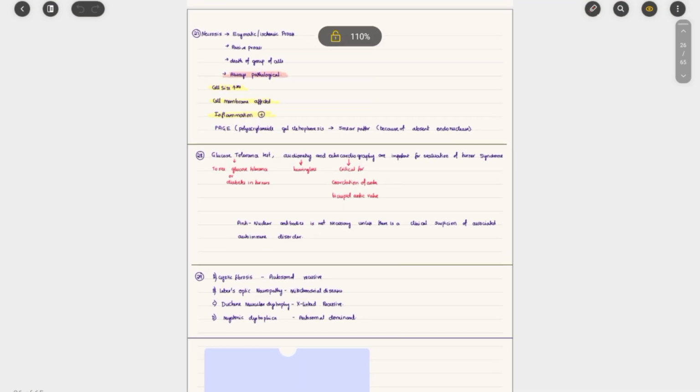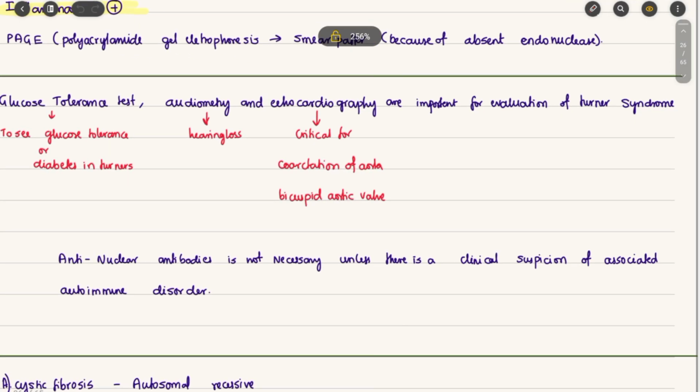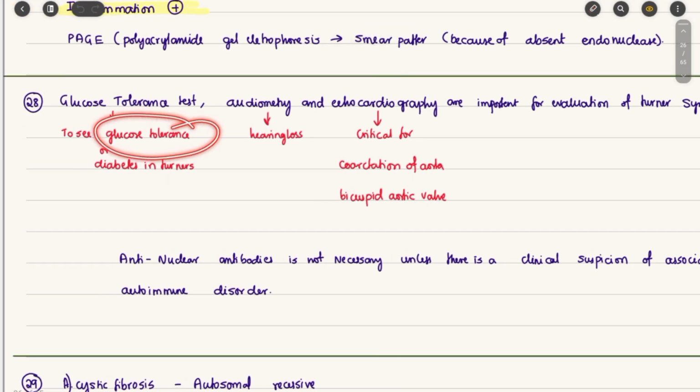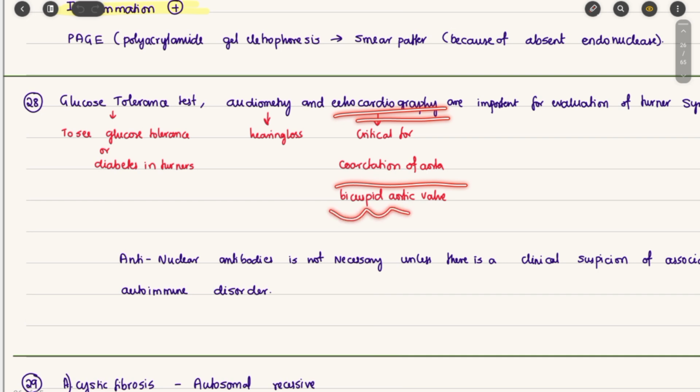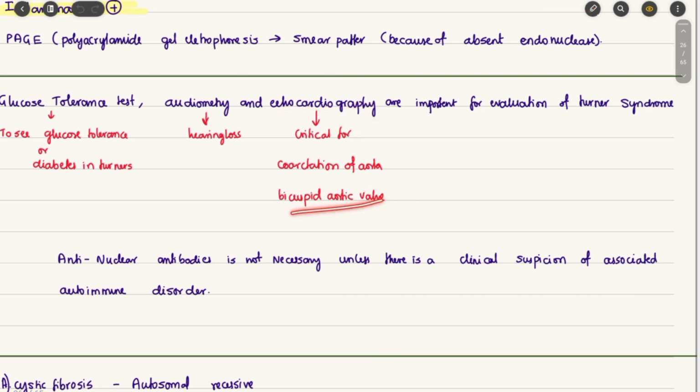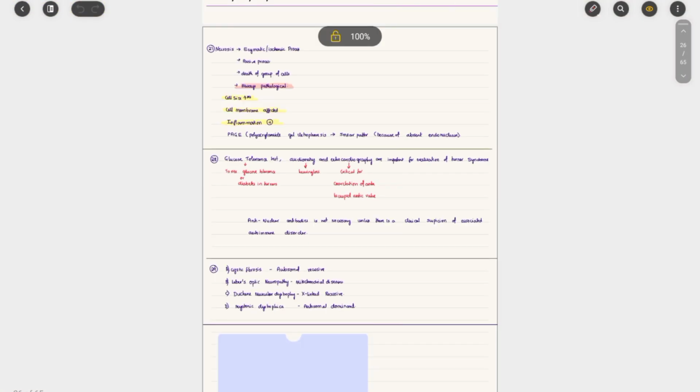Okay. To check glucose intolerance in diabetes, we need a glucose tolerance test. Audiometry, yes, required. Echocardiography also, yes. Coarctation of aorta and bicuspid aortic valve will also be more common in Turner syndrome. So these are all required, but ANA is not required unless you suspect some associated autoimmune disorder.